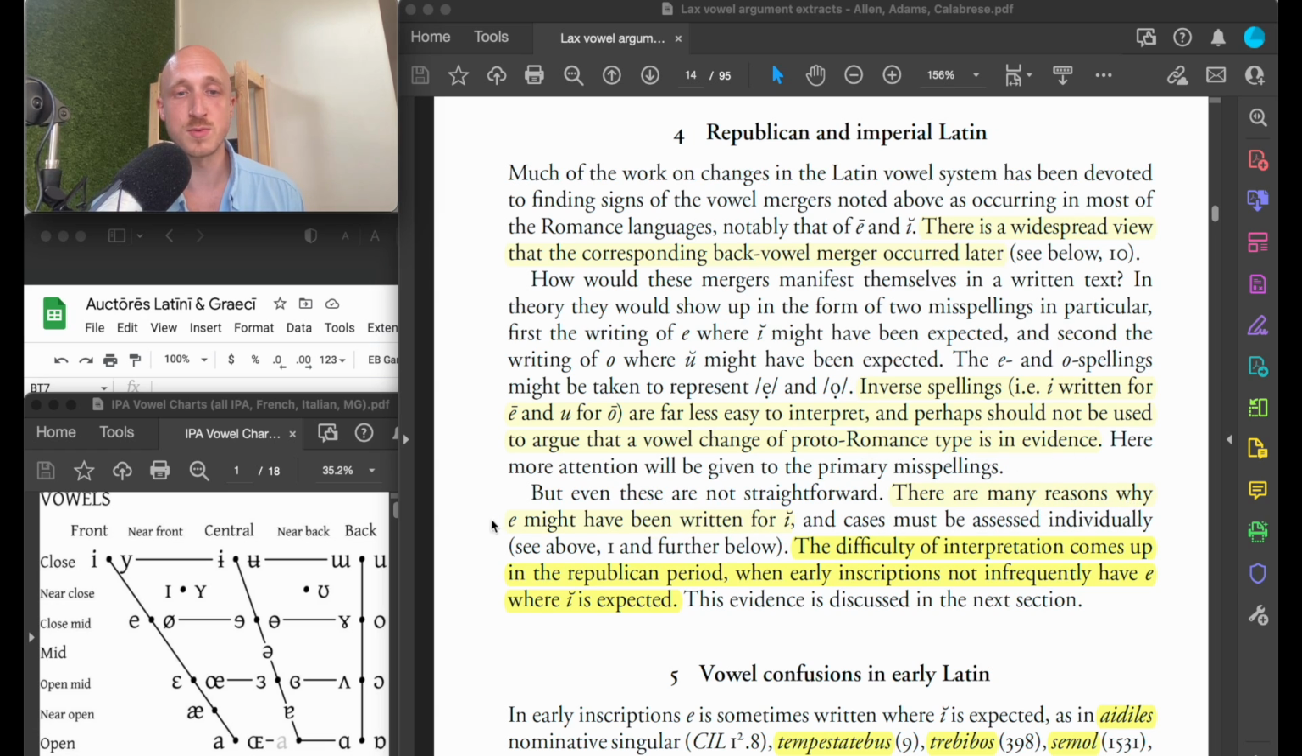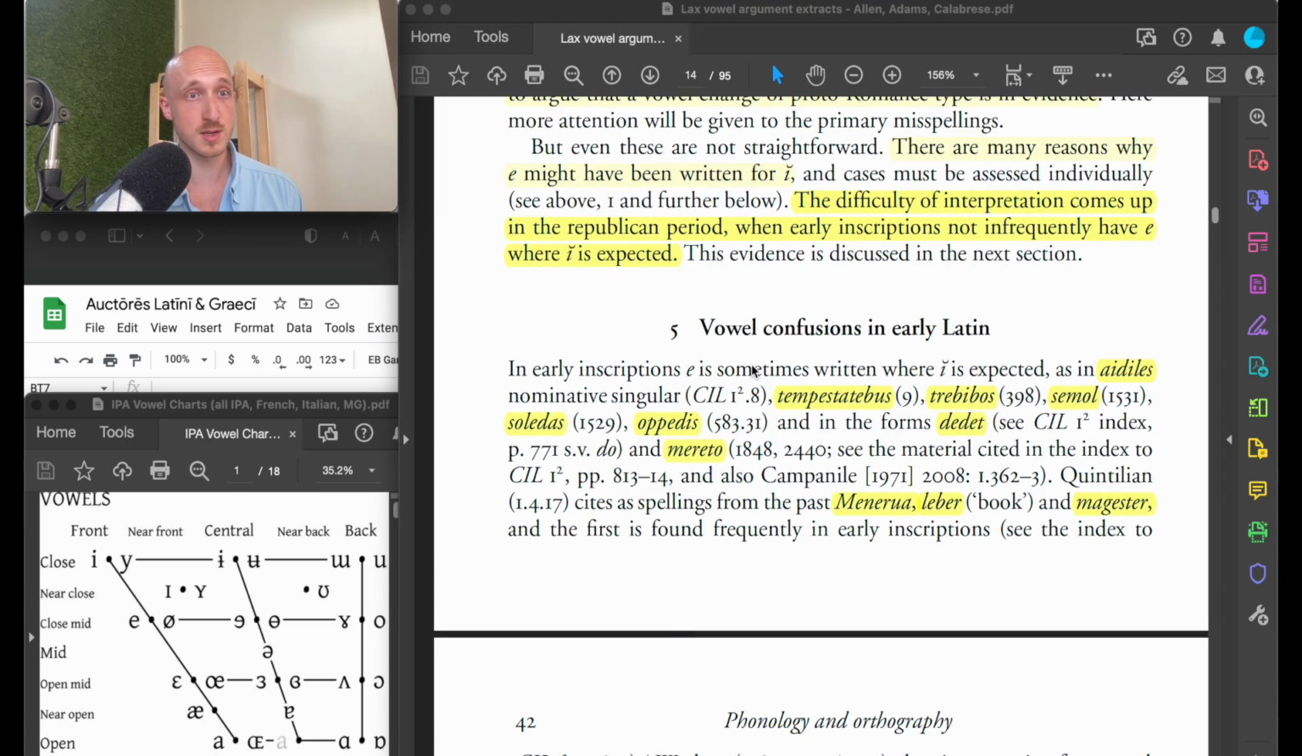There are many reasons why E might have been written for E. The difficulty of interpretation comes up in the Republican period, when early inscriptions not infrequently have E where E is expected. So let's talk about those. The vowel confusions in early Latin.